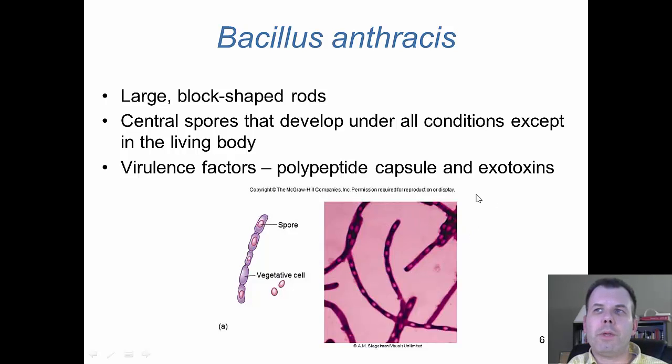And so what really gets people sick is the exotoxins these things release, because they damage the nerves and cause cardiac and respiratory failure when they're found in the lungs. And so we'll explain that in just a minute. These are what they look like.